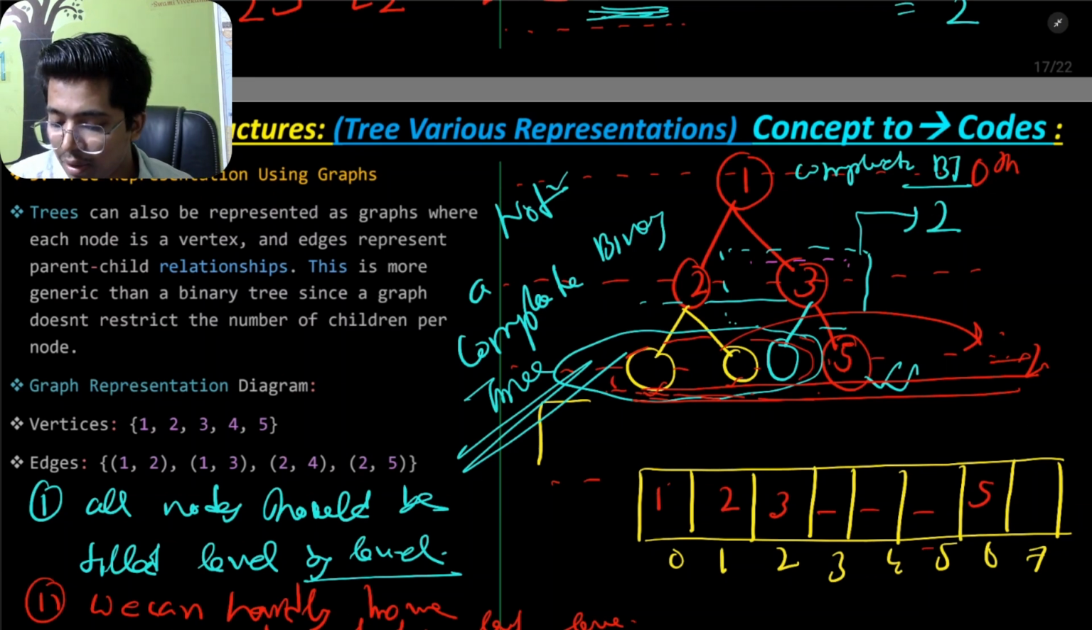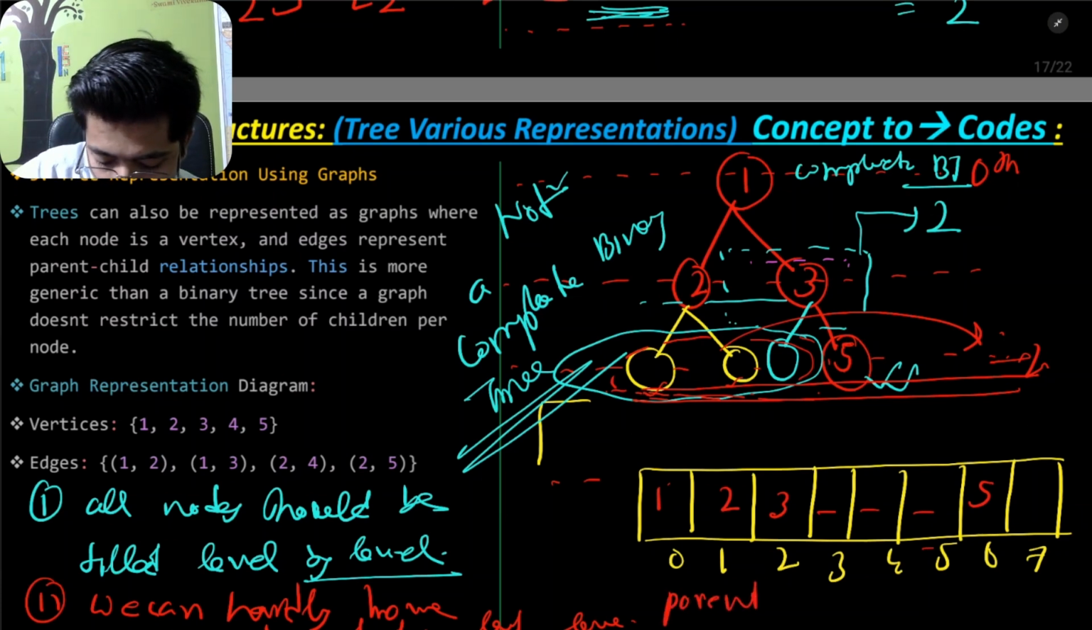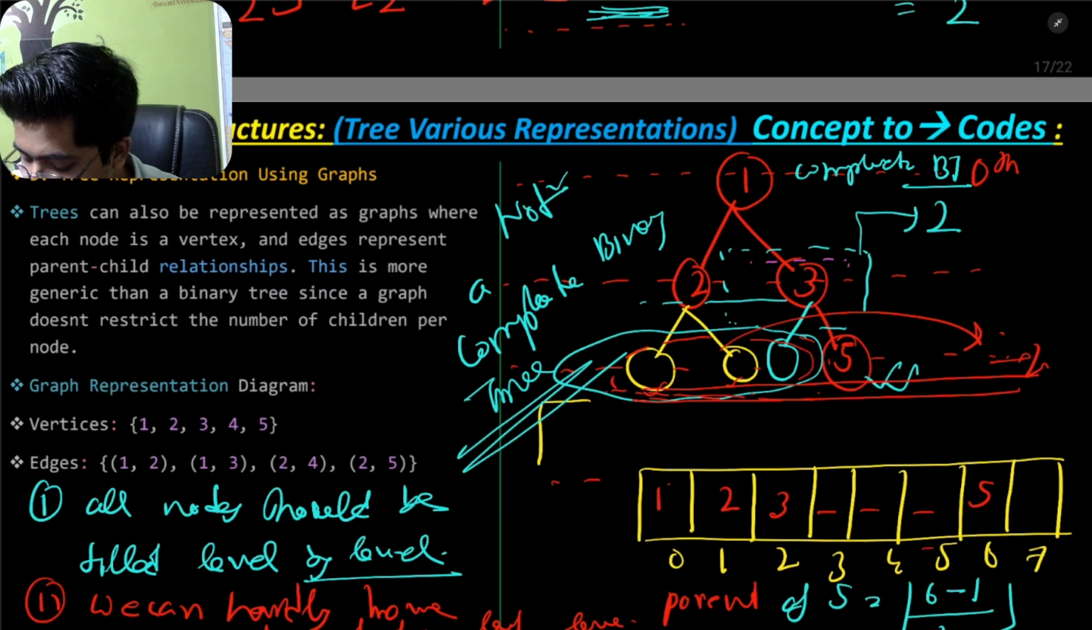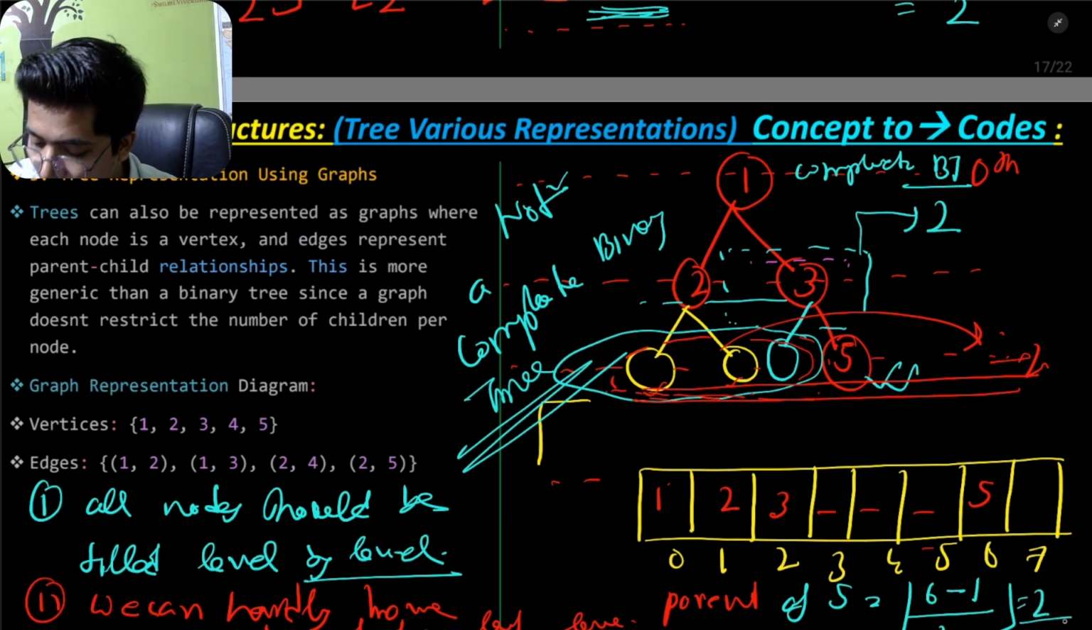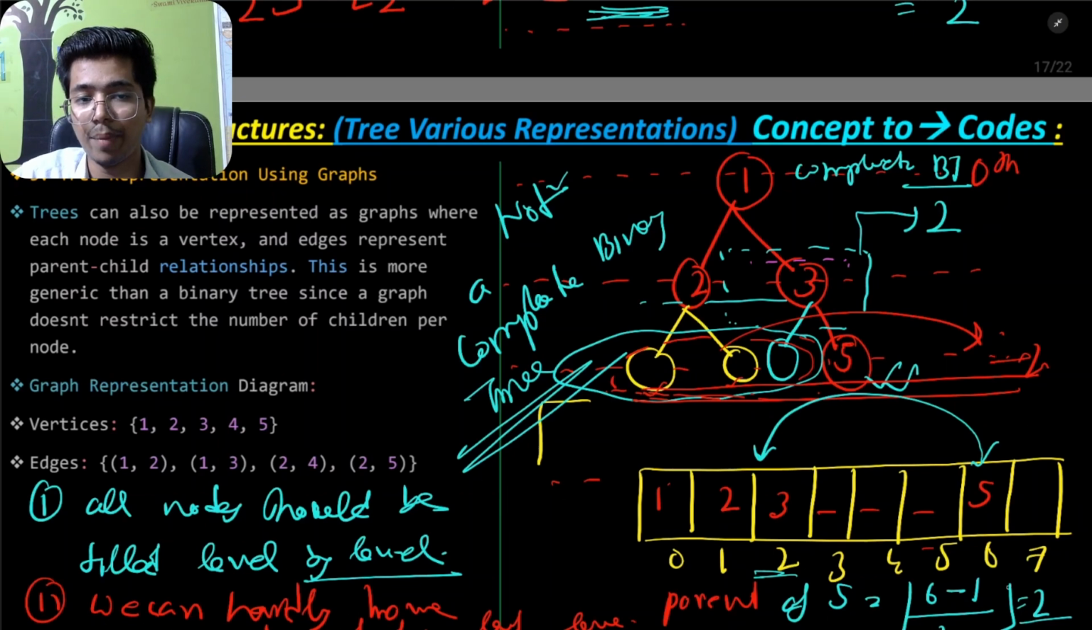Okay, so now if you try to find the parent of 5, then it will be simply the index of 5, that is 6, minus 1, divided by 2, and we take the floor value and it becomes 2. So now we got that it has matched our formula, and this parent 3 is already at index 2. So this time our formula matches and we got it.